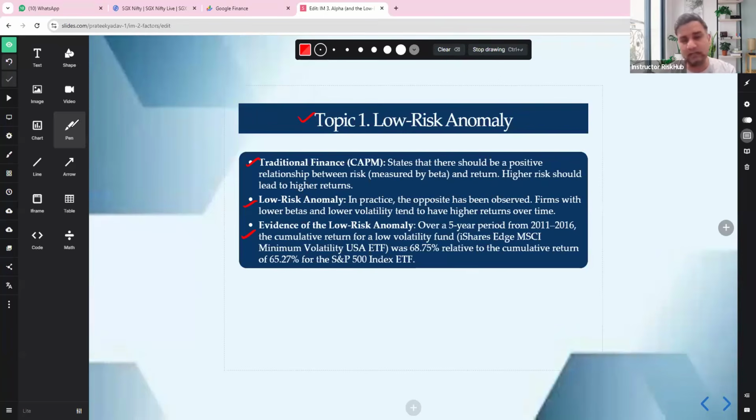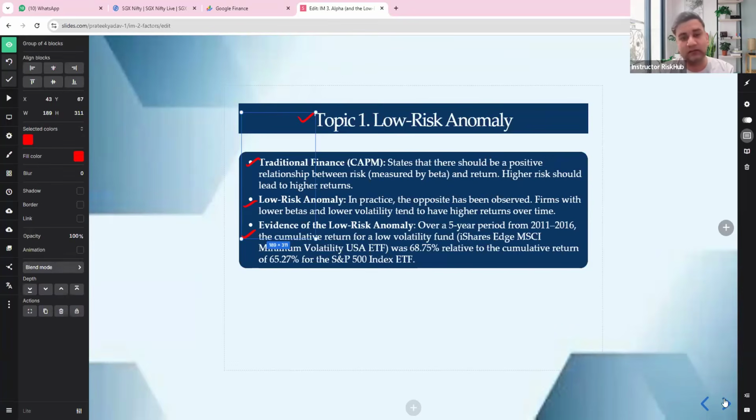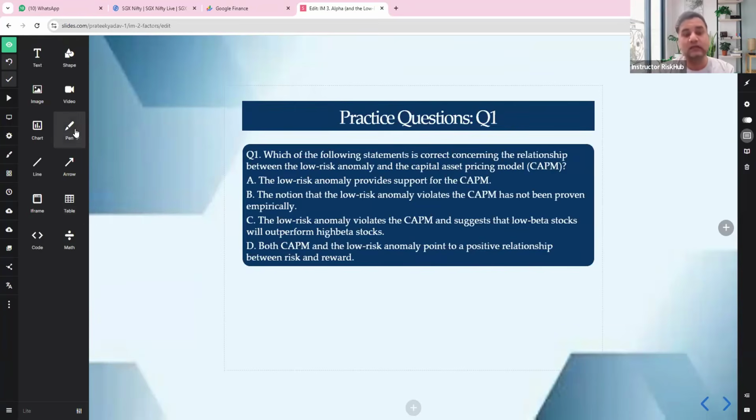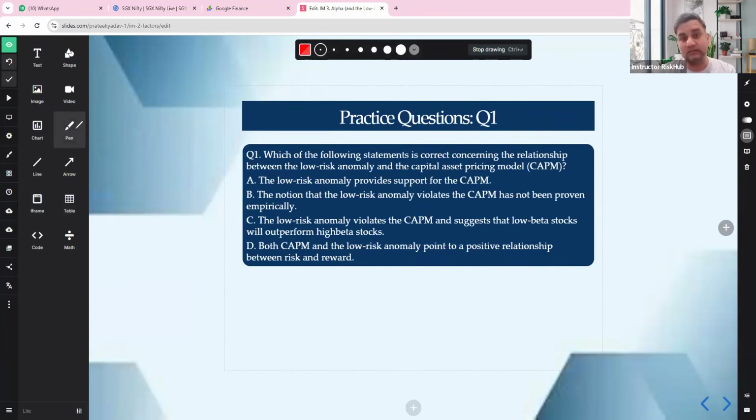So overall, I think it's a very interesting topic. The low risk anomaly teaches us that simple models are useful, but real markets are shaped by frictions, incentives, investor behavior, and behavioral biases, and this is a core FRM thinking which they want you to develop, right? So this is what we are talking about here. Okay, I think I've explained quite a lot, right? All right, much more than what is given in the syllabus, right?